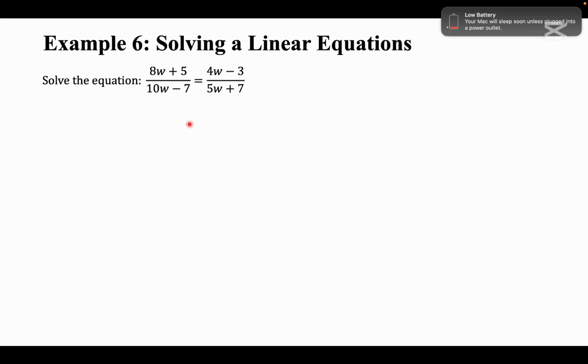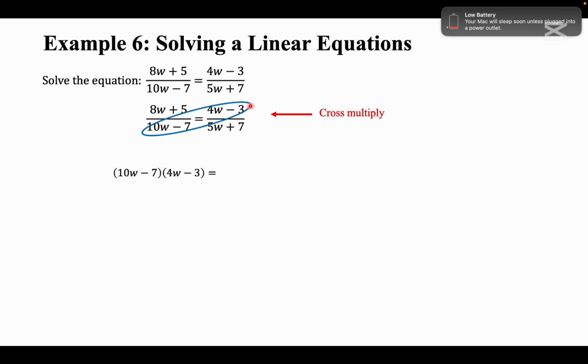For example 6, if you have a fraction equals another fraction, just like what we have, the best way to solve this would be to cross multiply. So we're going to multiply the diagonal portion here and then set it equal to the product of those two. The next step would be to FOIL. And FOIL stands for first times first, the outsides, the insides, and the last. And here's how it follows.